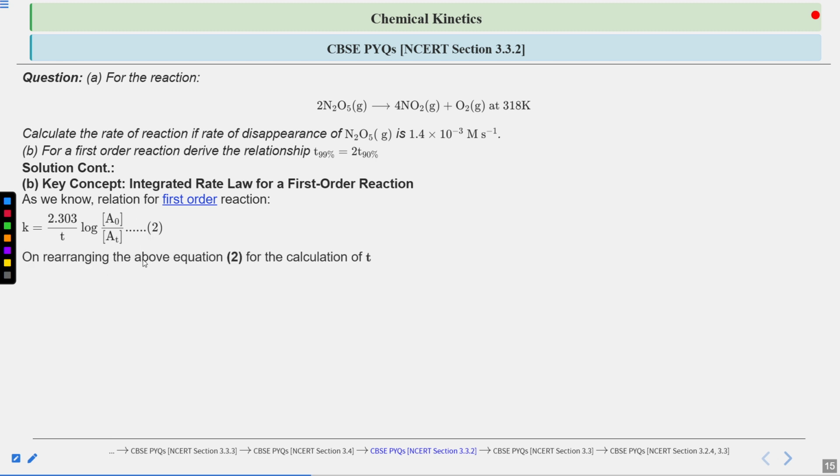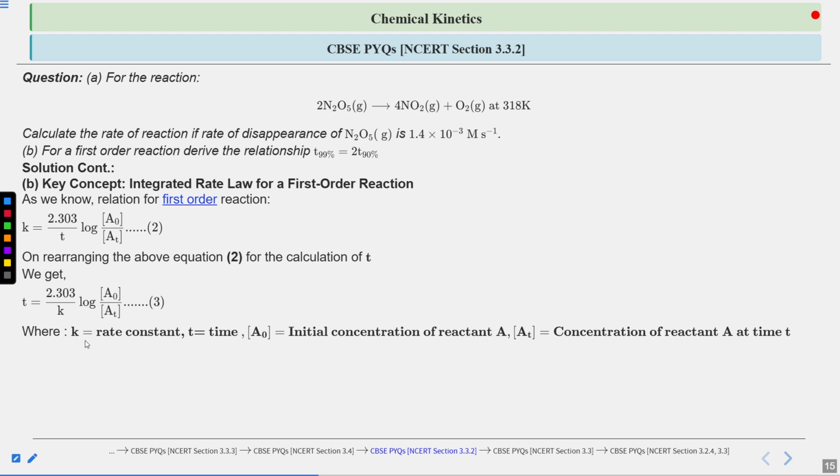Now, rearranging the second equation for the calculation of t, because we have to derive a relationship in which time is involved, you have to find the equation for time t. So t is equal to 2.303 by k log of A naught by At. Let's say this is the third equation.